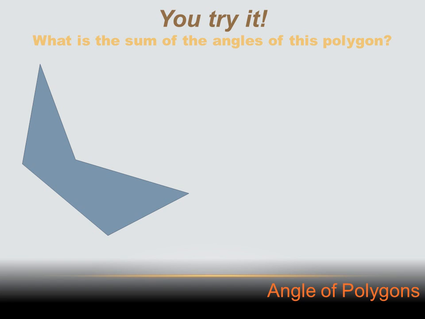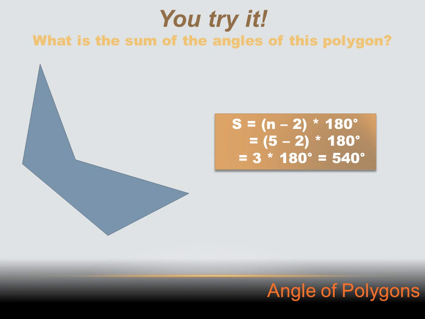We could try to draw triangles on this, but I think math's easier. I think the formula makes this a lot easier. The sum of the angles of the polygon equals the number of sides of the polygon minus 2 times 180 degrees. Well, there are 1, 2, 3, 4, 5 sides on this polygon. So we've got 5 as the number of sides. We subtract 2 from it. We get 3. 3 times 180 degrees is 540 degrees. And every 5-sided figure that you see is going to have 540 degrees.